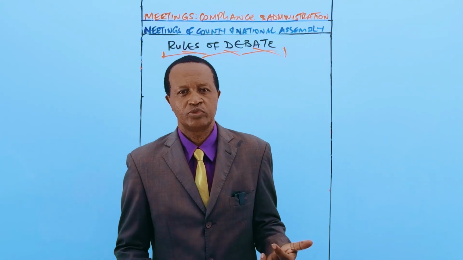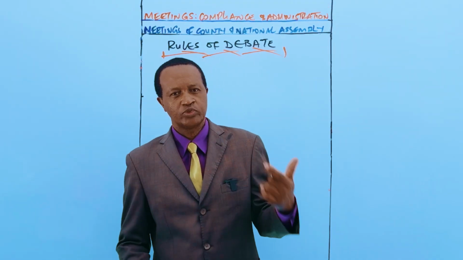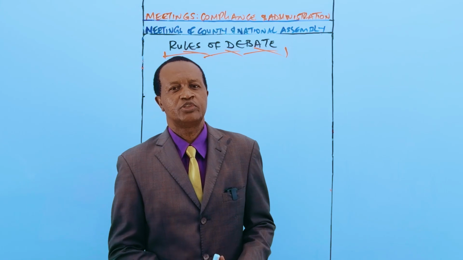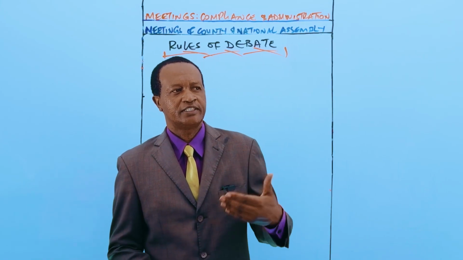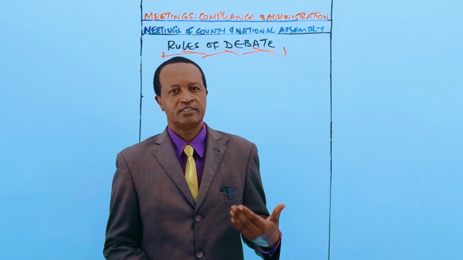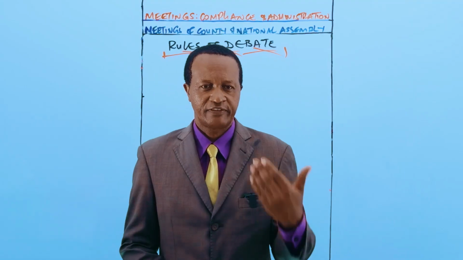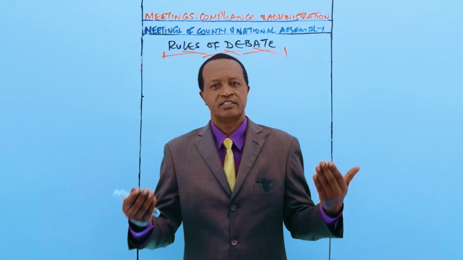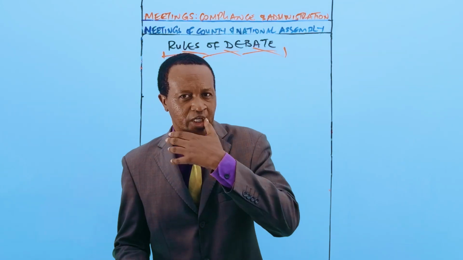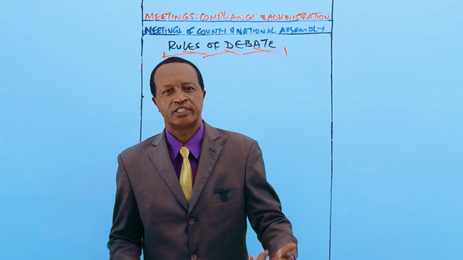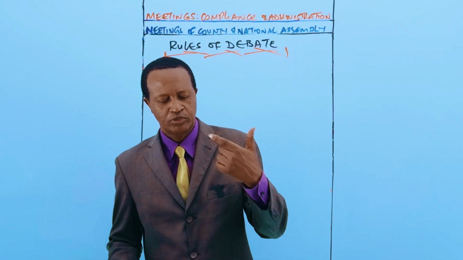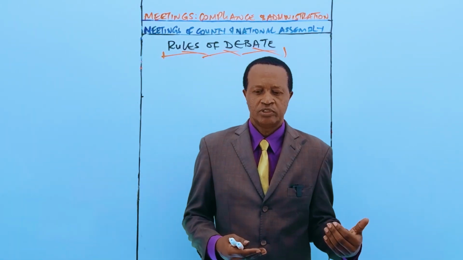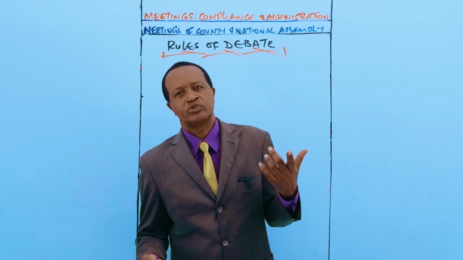Before we get into the rules, it is important to understand that the rules of debate are the procedural safeguards that ensure legislative discussions are orderly, relevant, and fair. They prevent the House from devolving into chaos, and they also ensure that every member has an opportunity to contribute within the framework of the law. So we are going to categorize the rules into 4.